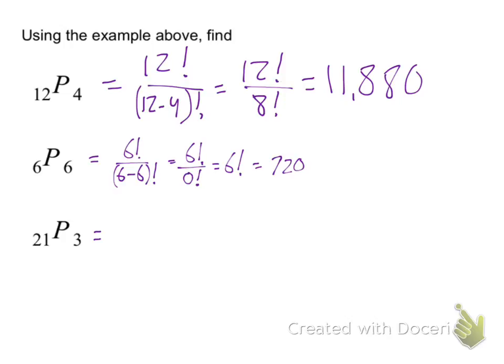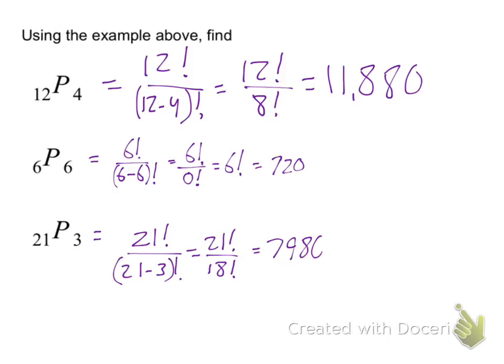Last one. 21 factorial over 3 factorial, or rather 21 factorial over 18 factorial. Not as big of a number as you think it would be, because you're only taking three things. 7,980.